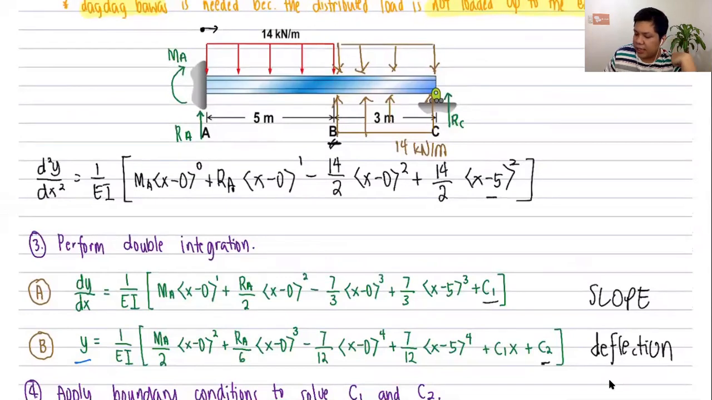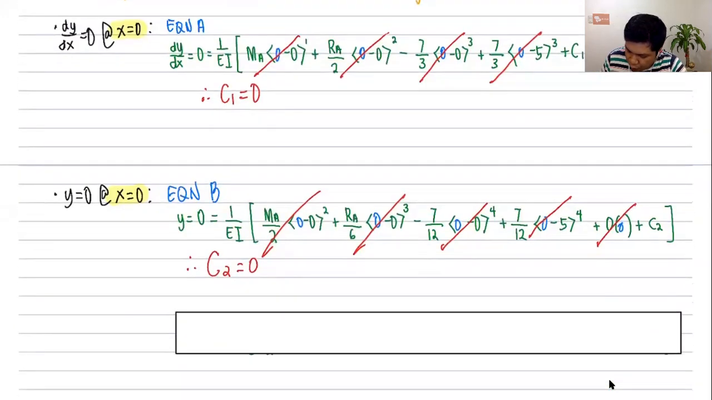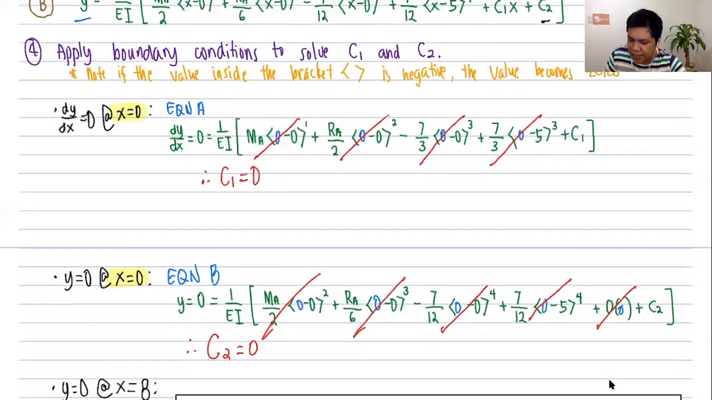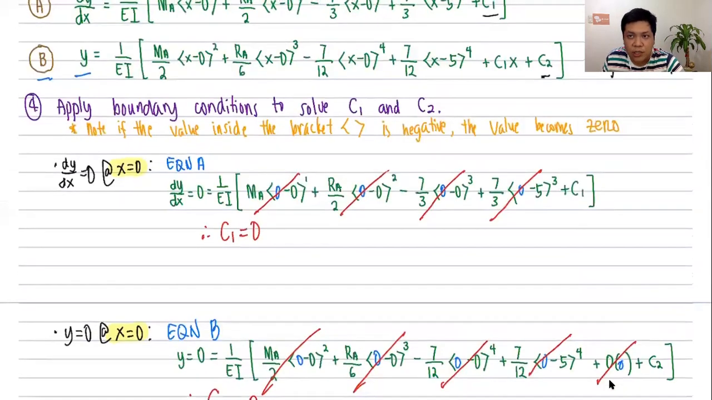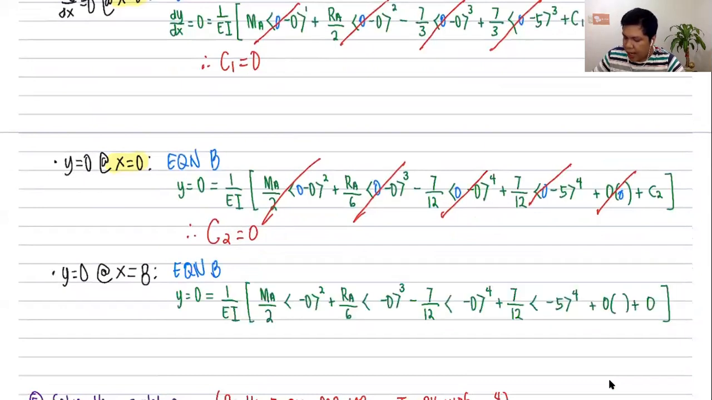I haven't considered the boundary condition imposed by the roller at end C. Therefore, I can say that another boundary condition is that y is equal to 0 at x equal to 8. Since that's a deflection, I'll still use equation B. So I'll just copy equation B over here. However, what I'll do is I'll substitute the value of 8 to the variable x in equation B and equate everything to 0. Therefore, this is just 8.